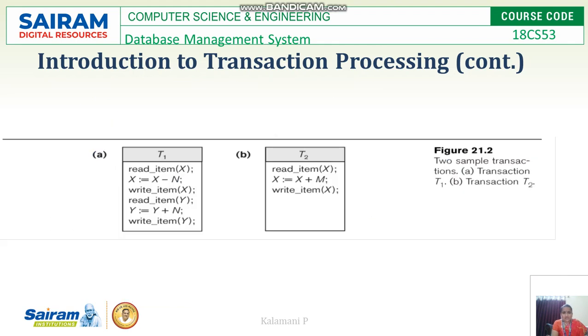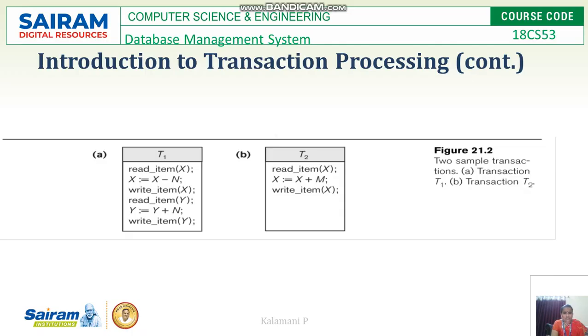This is an example of two sample transactions. The first transaction T1 has read and write operations, four operations in all. Transaction T2 has one read and one write operation. Okay, so that is all about the introduction to transaction processing. Here we have seen what is meant by a transaction, what is meant by interleaved and parallel processing, and what operations are performed in a transaction, read item X and write item X, with an example. Okay. We will see the remaining things in the next class.